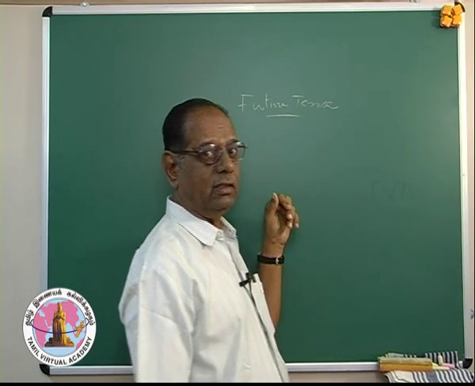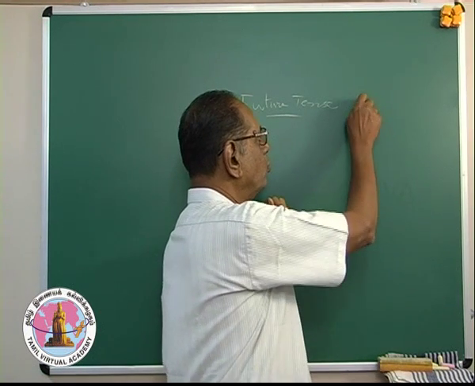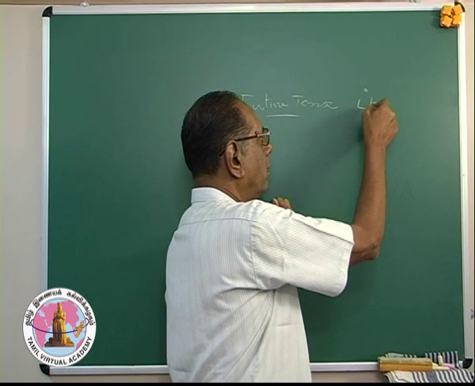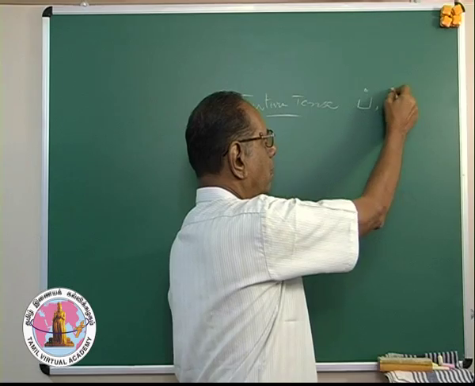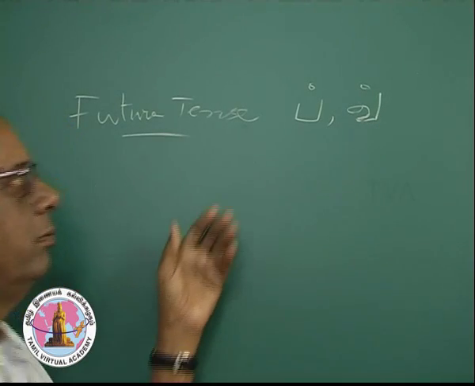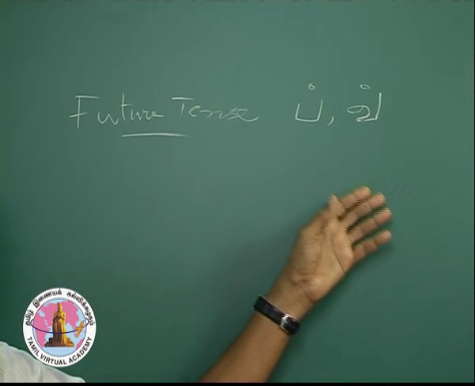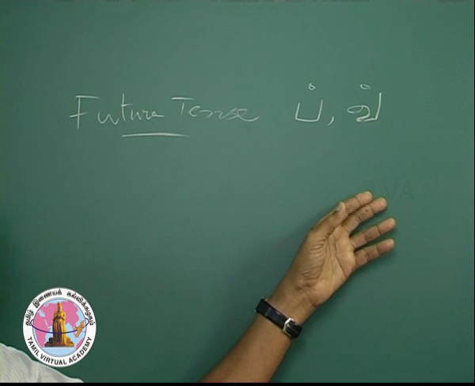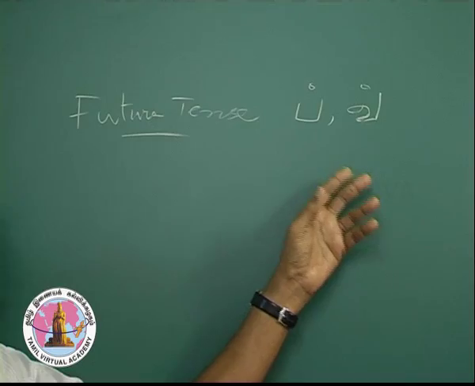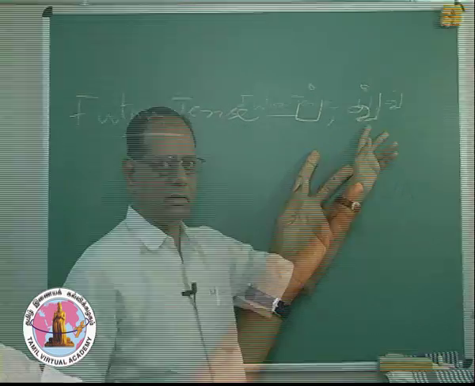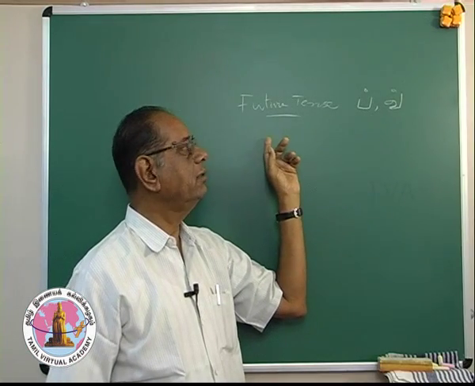Fortunately for us, there are only two: Ip and U. Both are consonants. These two markers indicate the future tense.